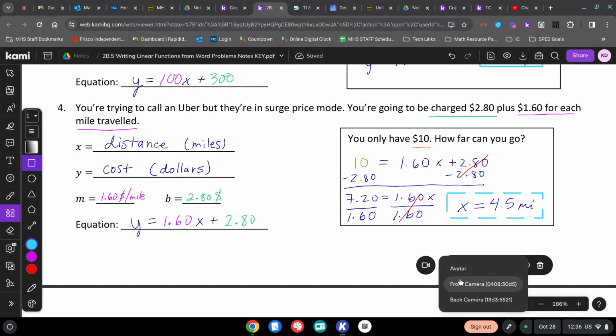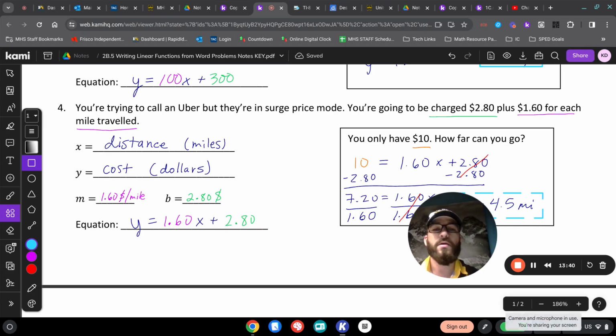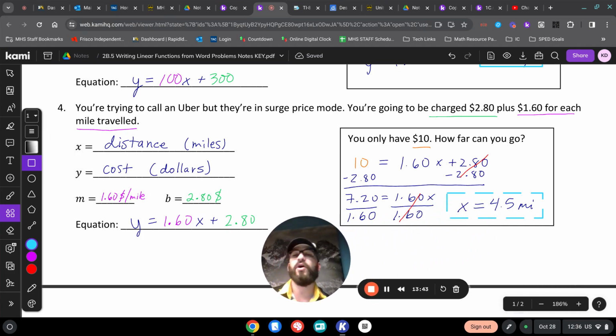All right, y'all, let's go ahead and check our work on this one. So we have our Uber, it's in surge price mode. We're going to be charged $2.80 plus $1.60 for each mile traveled. So we have two things happening. We're traveling in miles and we're being charged money. So that distance in miles, I'm going to travel whatever I'm going to travel, but my cost is going to be dependent on the miles that we're traveling. So that distance in miles is definitely going to be our x, our independent, and that y, that cost in dollars, is definitely going to be our dependent.